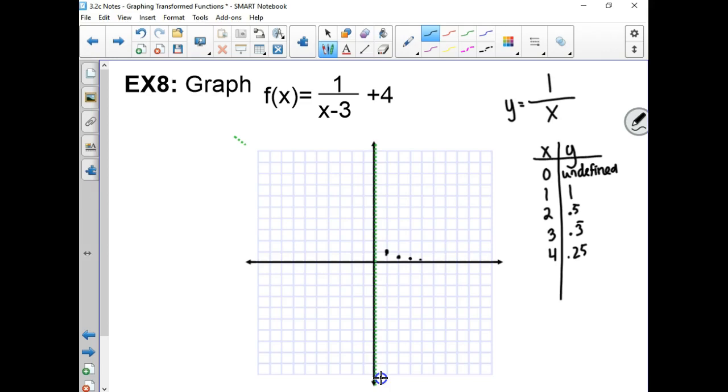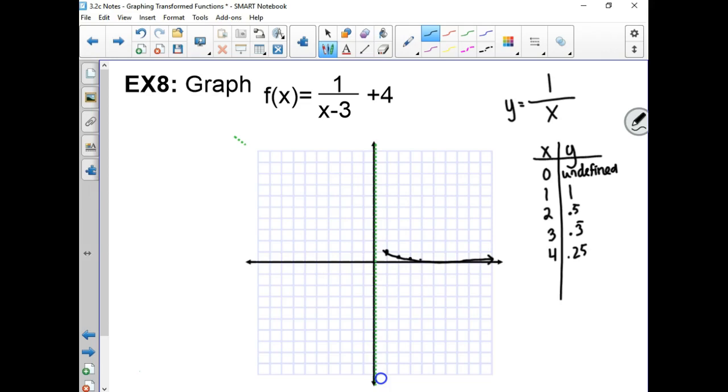Will that ever become negative as we put bigger numbers in? No. What's going to happen to it? Those decimals are going to get smaller and smaller, so we just get closer and closer to 0. So on this side, this is still our parent. You have a horizontal asymptote. You're going to get closer and closer to 0.